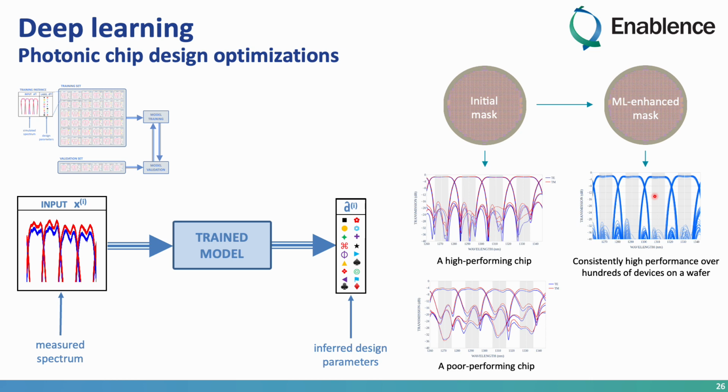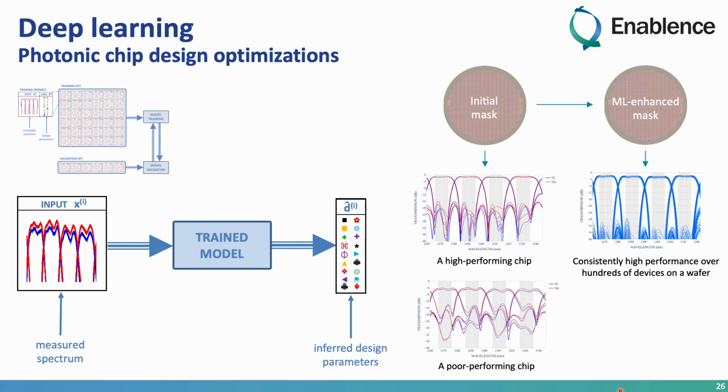This human-machine collaboration, where a human designs the optical chip and ML is used to fine-tune the design parameters, results in outstanding uniformity of performance of mass-produced photonic chips, despite our imperfect control over the fabrication process.